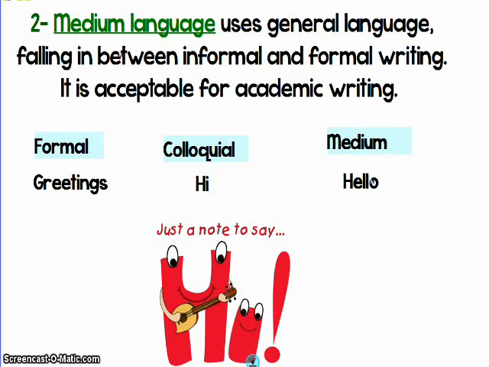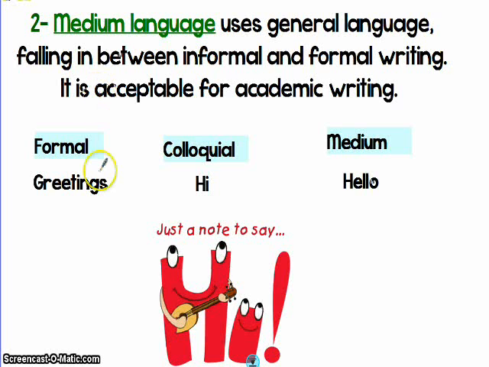Now, you can have language that's in the middle, just like with the connotations of words. You can have positive, you can have negative, but you could also have neutral words that don't really have any association. They're in the middle. You can have language that's in the middle. And so medium language is really general. It falls in between informal and formal writing, and it is also acceptable to use this for academic writing.